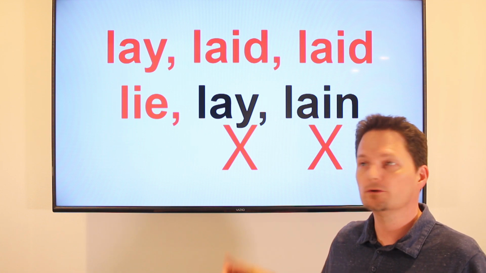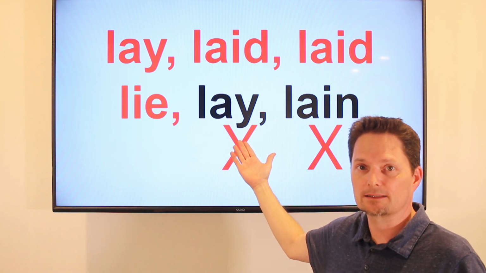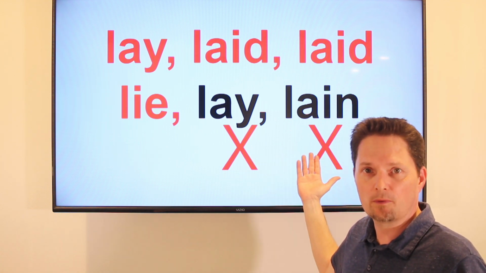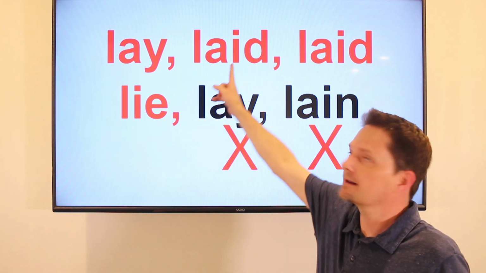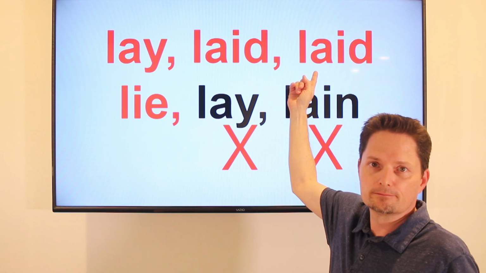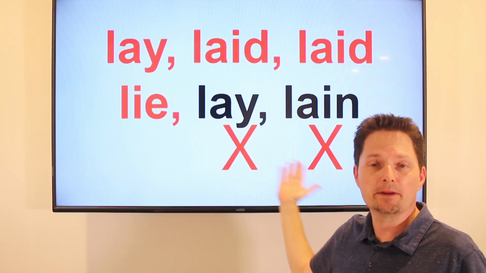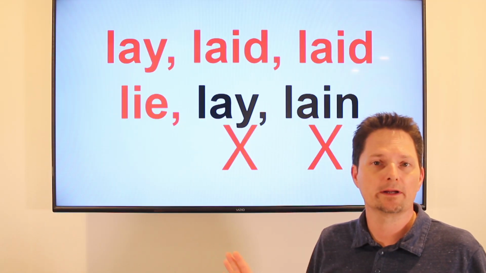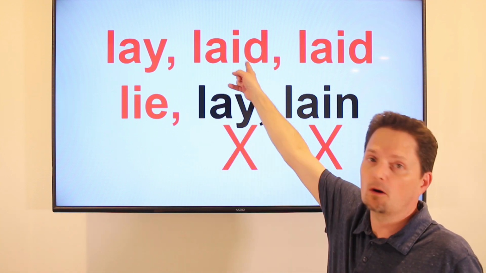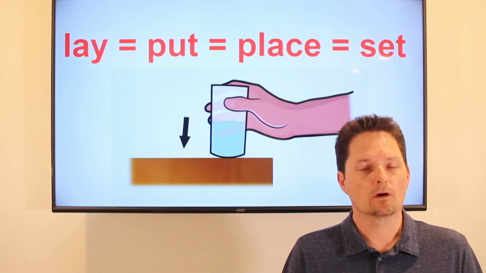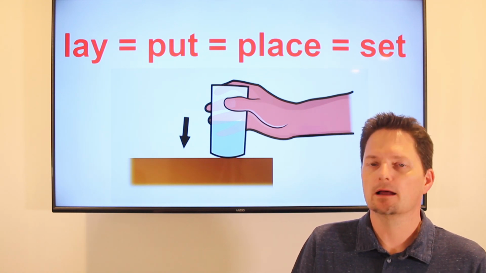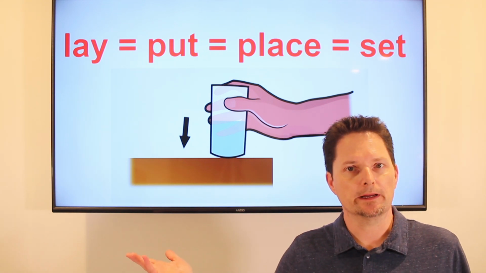So now we don't use lay for the past, and we don't use lain for the participle in modern spoken English. We only use laid and laid. So you will see these words maybe in books, but when you're speaking, nobody uses them. The past is always laid for both. It's the same idea.